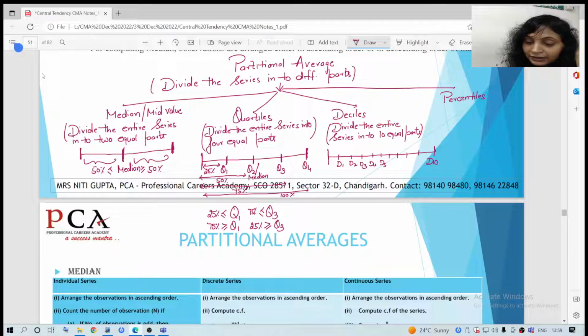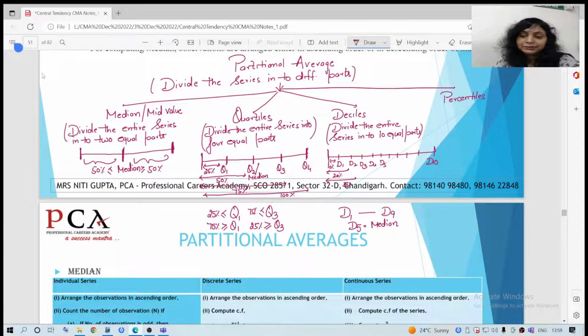Now again, D1 comprises 10% of items, D2 comprises 20% of items, D3 comprises 30% of items, and so on. So D10 comprises 100% of items. So whenever we compute deciles, we compute D1 to D9, where D5 is equal to median because it comprises 50% of items.